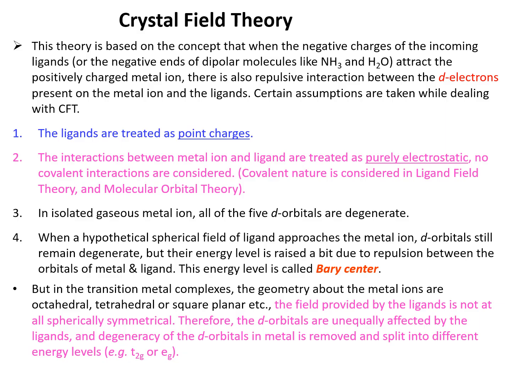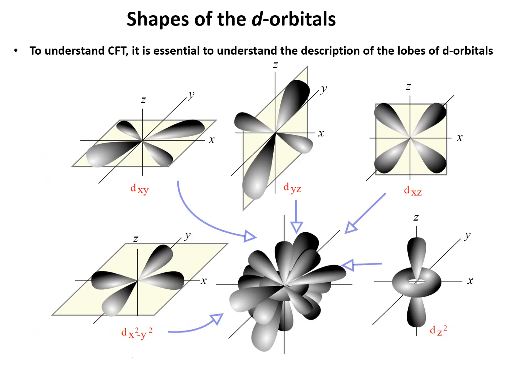Now, the shape of the d orbitals. To understand the crystal field splitting, we must know the orientation of the d orbitals. Some orbitals point directly along the axis, while others lie between the axis. Now, the approach of the ligands. In an octahedral complex, ligands approach along the x, y, and z axis, as we can see in this picture. In an octahedral complex, the d orbitals have different kinds of shapes.